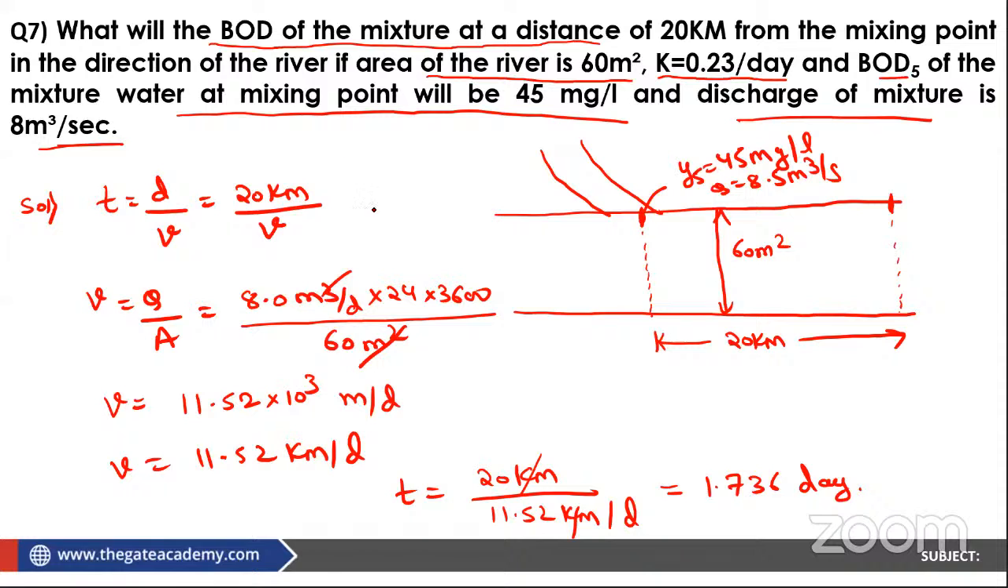Okay, Satya, the discharge is given as 8 meter cube. That's why I had put here 8.0 meter cube per day. Just see here, it is clearly mentioned that the discharge is 8.0 meter cube per day. Okay. Now we have the time.